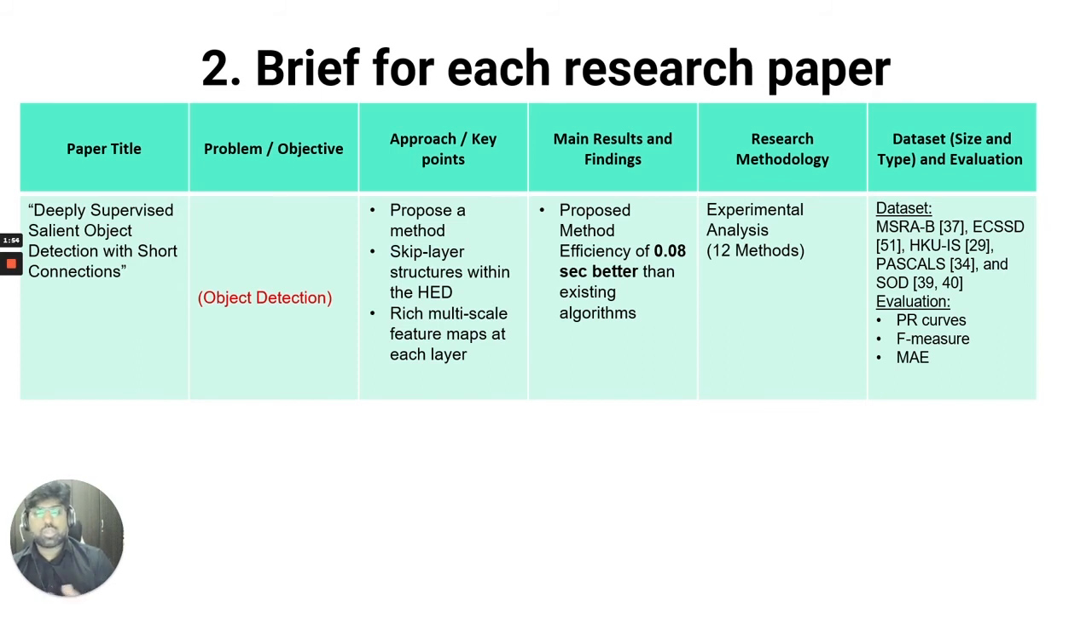In this process it connects through the HED, which is also called the holistically nested edge detector. One more thing they use in this method is feature maps, which are used in each layer of the object detection. In this research they used 5 public data sets for training the model, and they performed experimental analysis among 12 methods. They used the evaluation metrics shown on the screen, and in the end the result showed this algorithm performed 0.08 seconds better than the existing algorithms.